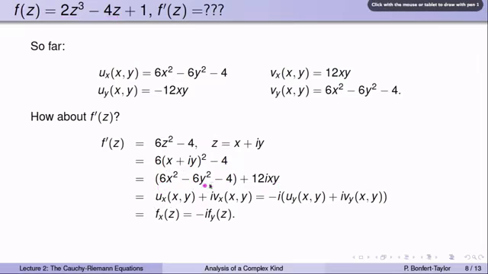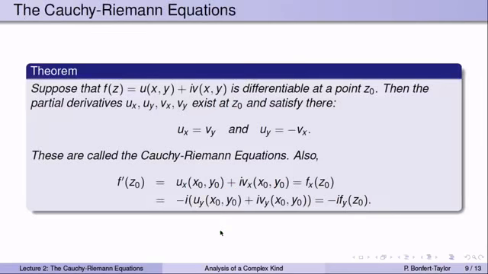But when I look at this carefully, I recognize that this real term here, 6x squared minus 6y squared minus 4, that's ux. And this term, 12ixy, that's i times vx. In other words, f prime, again, is ux plus i times vx. Or again, I can also write it as minus i times uy plus i vy. So again, f prime equals fx of z, or minus i times fy of z. So it's no longer a coincidence.